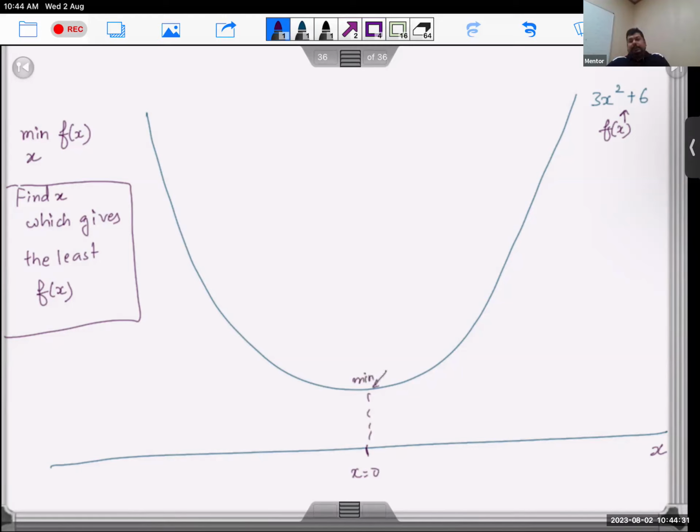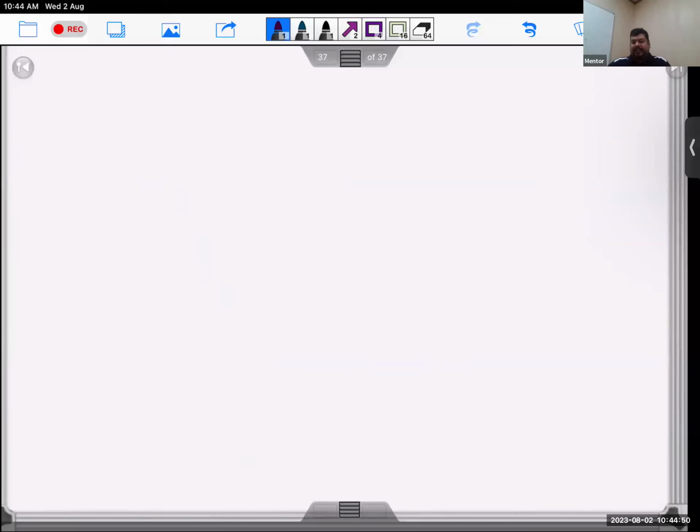Forget about what you have studied so far, taking the differential and equating it to 0. You will do similar things here. Let's talk about this. First let me give you an intuition about what a derivative is. You need some more intuition about this.